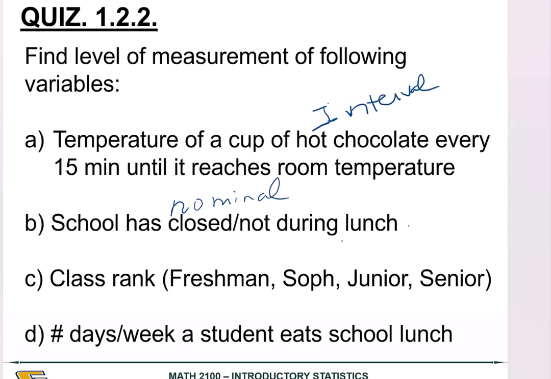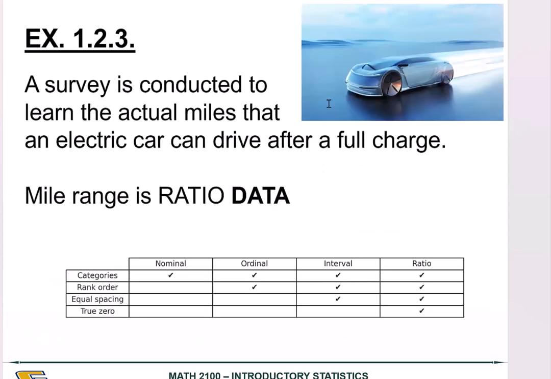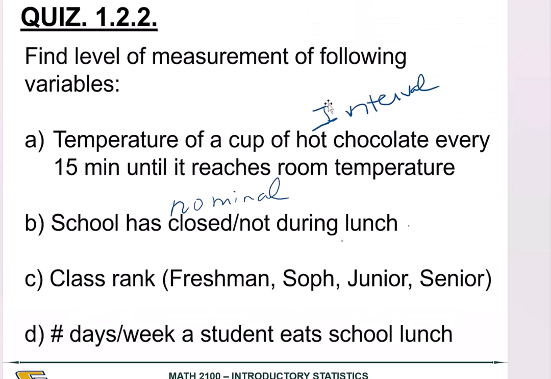For class rank, freshman, sophomore, junior, senior: in this case, you can see that it has labels. The first property is certified. You can rank it: you know that a senior is older than, at least in terms of class, a freshman. So it's ordinal.